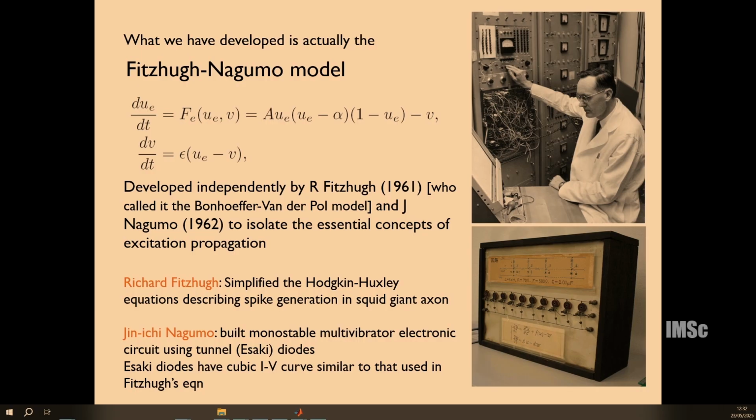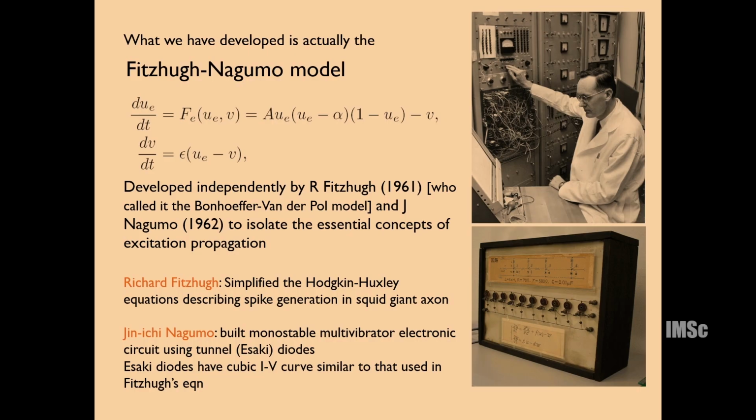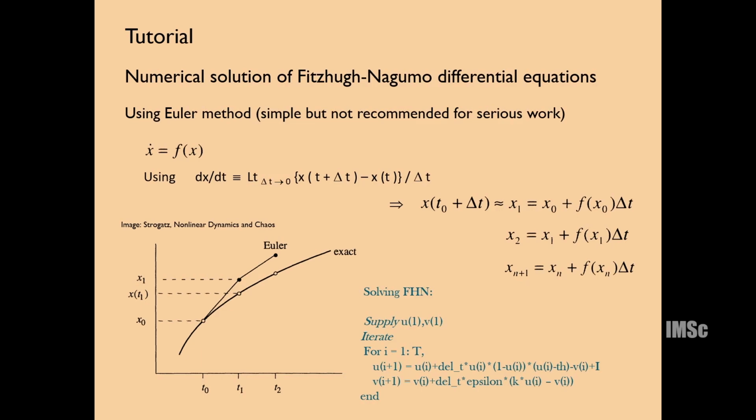Okay. And Nagumo, Junichi Nagumo, who also around the same time discovered the model, actually wasn't even looking at neurons. He was actually looking at one of the first oscillatory electronic circuits. So using these Esaki diodes, he was trying to build an electronic circuit which can give you relaxation oscillations, and he came up almost independently with the same set of equations. Okay. By the way, the stuff that he used for his experiments is actually still there in University of Tokyo in the museum.